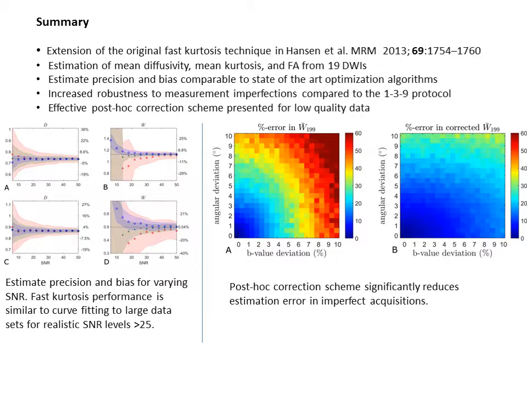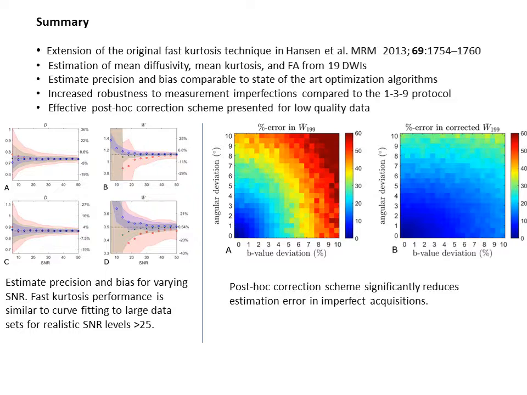So in summary, we have presented an extension of the original fast kurtosis technique that we published a few years ago. Using 19 standard diffusion-weighted images, we provide estimates of mean diffusivity, mean kurtosis, and FA with precision and bias comparable to state-of-the-art optimization to quite large datasets.